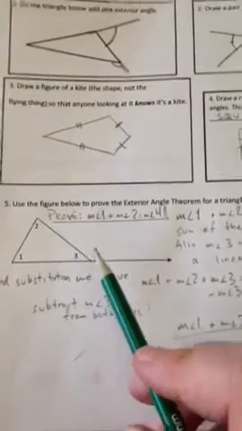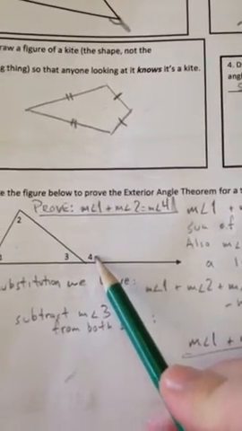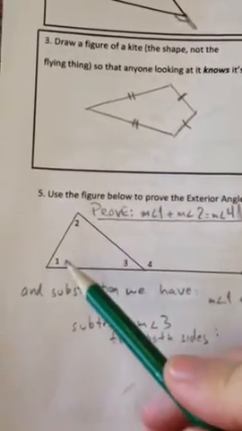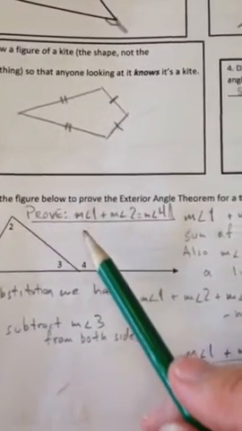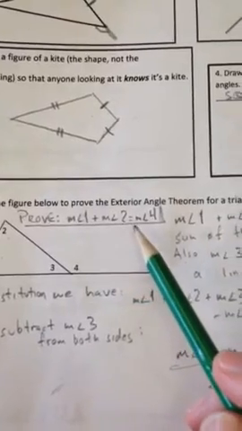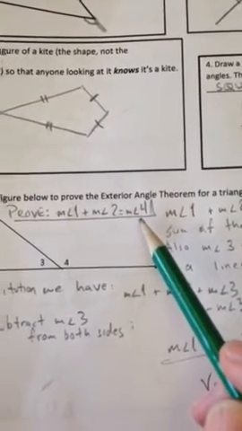Alrighty, next one is the proof of the exterior angle theorem. Alright, the exterior angle theorem says that an exterior angle in a triangle is equal to the sum of the two remote interior angles. So using these numbers here, that would mean that the measure of angle 1 plus the measure of angle 2 equals the measure of angle 4.